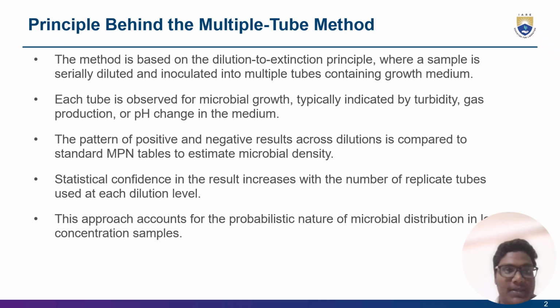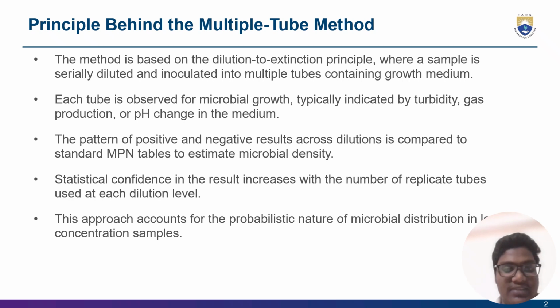Principle behind the multiple tube method. The method is based on the dilution to extinction principle, where a sample is serially diluted and inoculated into multiple tubes containing growth medium. Each tube is observed for microbial growth, typically indicated by turbidity, gas production, or pH change in the medium. The pattern of positive and negative results across dilutions is compared to standard MPN tables to estimate microbial density.